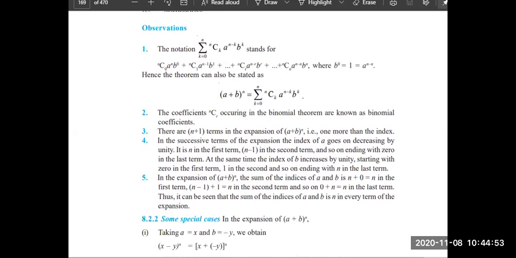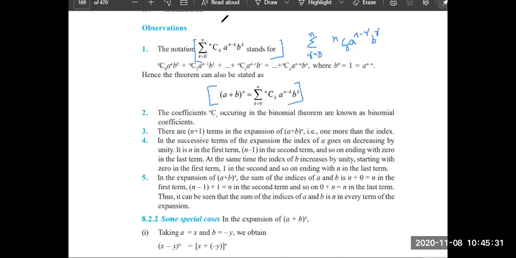Now, if you talk about the short form, can I write it like this? As I told you, it is nCr a to the power n minus r, b to the power r. Yes or no? So it is a summation. Now the value of r starts from 0 and goes till n. Put r equal to 0, you will get the first term. Put r equal to 1, you will get the second term. Put r equal to 2, you will get the third term. So this is a short form of writing the whole expansion. Okay, got it?